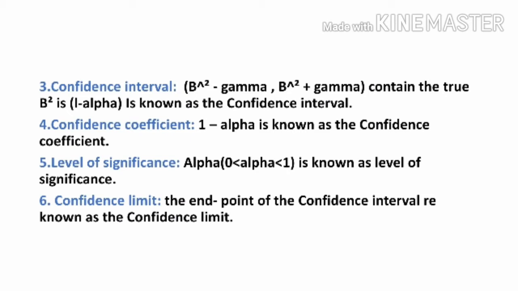Level of significance: alpha, where 0 is less than alpha and alpha is less than 1, is known as the level of significance. The endpoints of the confidence interval are known as the confidence limits.